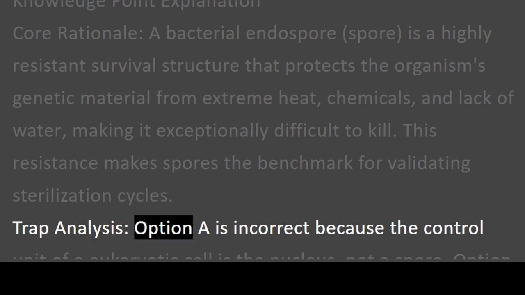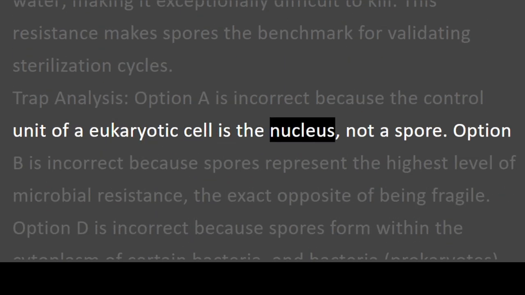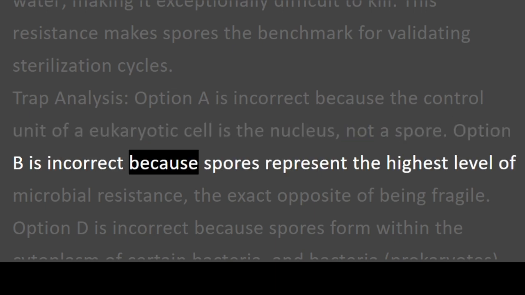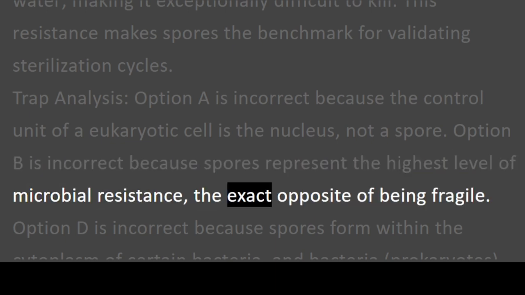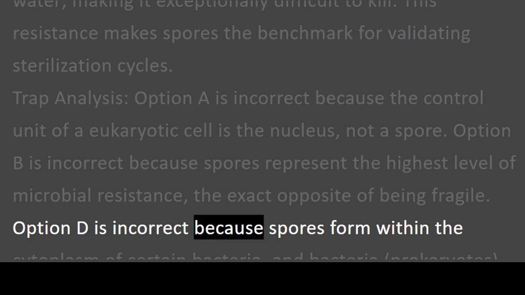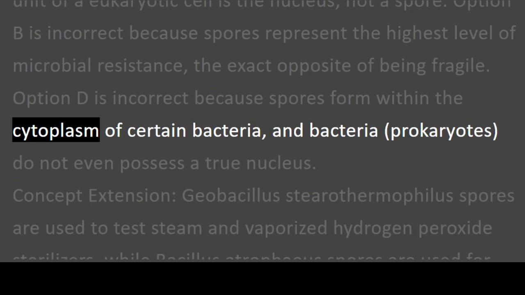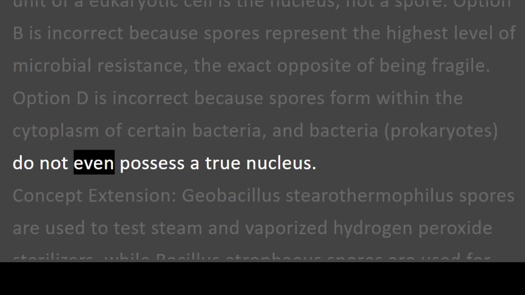Trap analysis. Option A is incorrect because the control unit of a eukaryotic cell is the nucleus, not a spore. Option B is incorrect because spores represent the highest level of microbial resistance, the exact opposite of being fragile. Option D is incorrect because spores form within the cytoplasm of certain bacteria, and bacteria, prokaryotes, do not even possess a true nucleus.